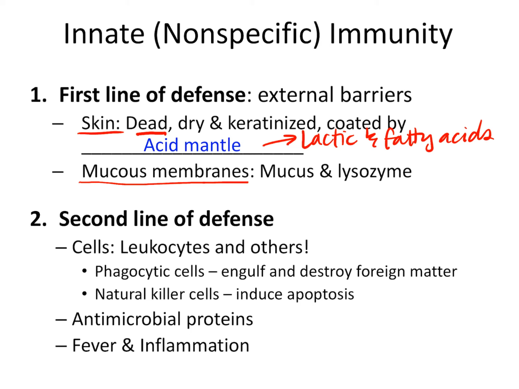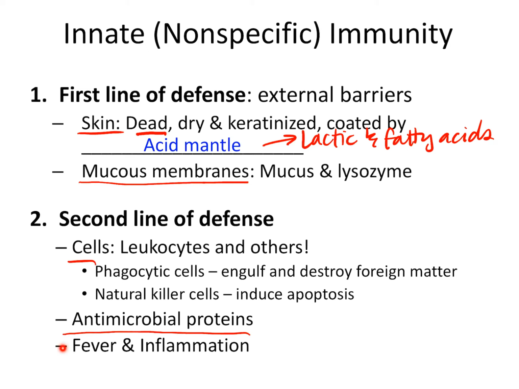Now, obviously, these external barriers are not impenetrable. So if a pathogen or a microorganism gets past this external barrier, it's then going to be initially dealt with by cells of our innate immune system, or these non-specific cells. Now, in addition to our cells, we're going to see that there's also a number of antimicrobial proteins, as well as certain processes that can be triggered to help to defeat these pathogens. So in terms of cells, we'll talk about these on the coming slides, but we'll see that there's many types of cells involved in this initial innate immune response.